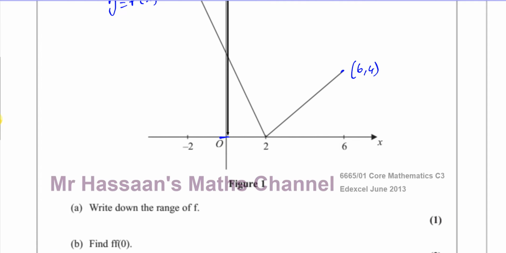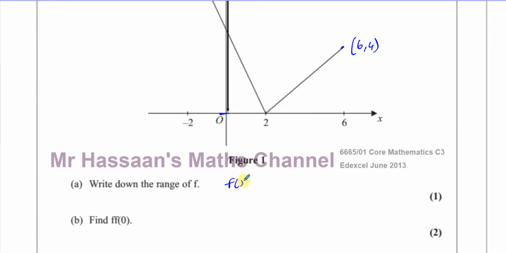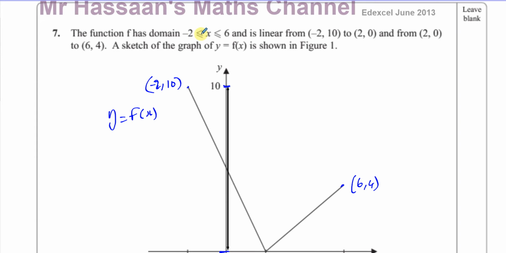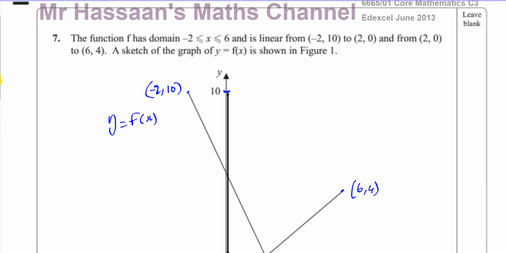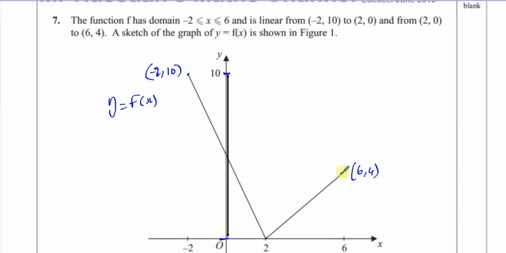So we can see that the range of this function is, we can say, f of x is between 0 and 10. So that's the answer to that part of the question. f of x is between 0 and 10, including 0 and including 10. I have to put the equal sign there as well because they are included. It tells us that -2 is included in the domain, therefore 10 is included in the range, and 6 is included in the domain, and therefore so is this point, and it reaches (2, 0), so it reaches 0 here. So that's part A.